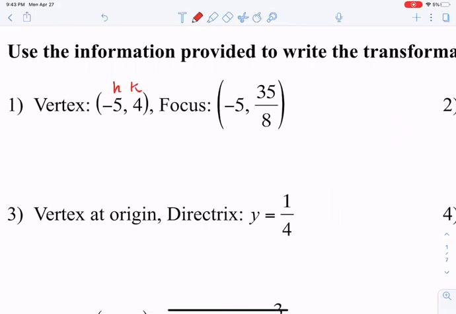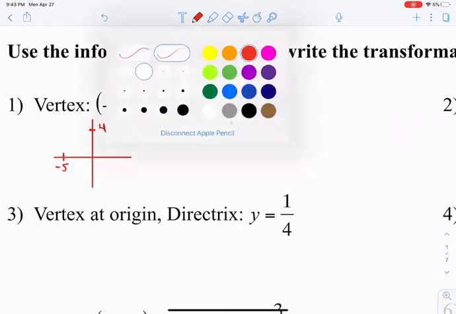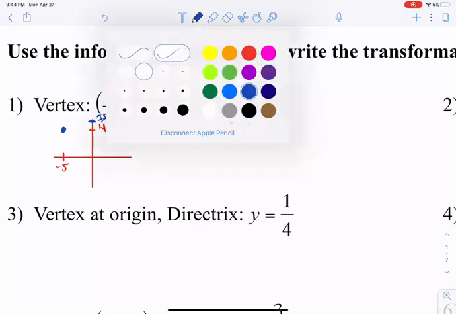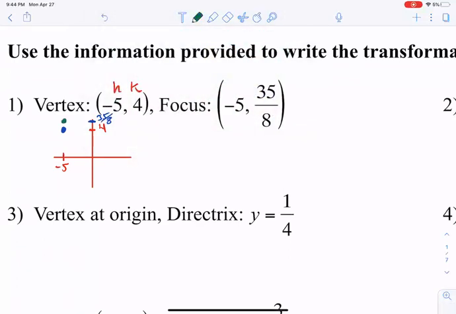So the first thing I should do if I'm confused is just draw my picture. And I have -5, and this is 4. So I should plot my dot here. And then in my focus is -5 and 35/8. 35/8 is a little bit more than 4, right? So that should be a little bit up here. So this is 35/8. I'm just gonna put that in a different color.